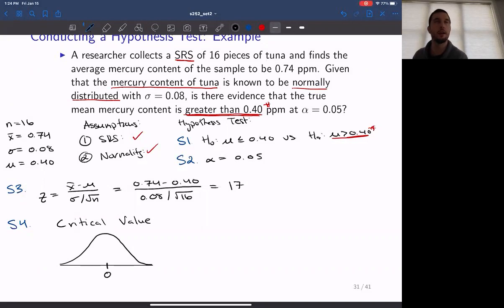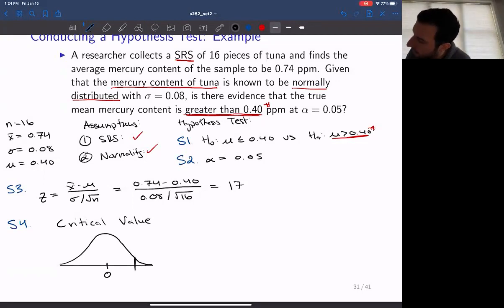So here's my standard normal distribution. We're centered at 0. My critical value is going to be a Z score that puts 0.05 of the area into the upper tail of the curve because we are conducting an upper tail test. So the fact that we have the greater than sign in the alternative indicates that the rejection region has to be on the right side of the curve.